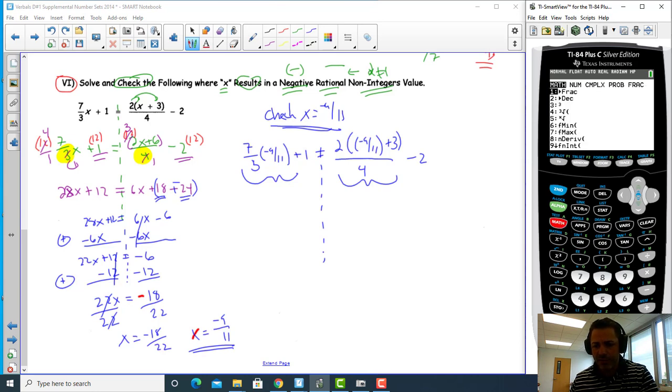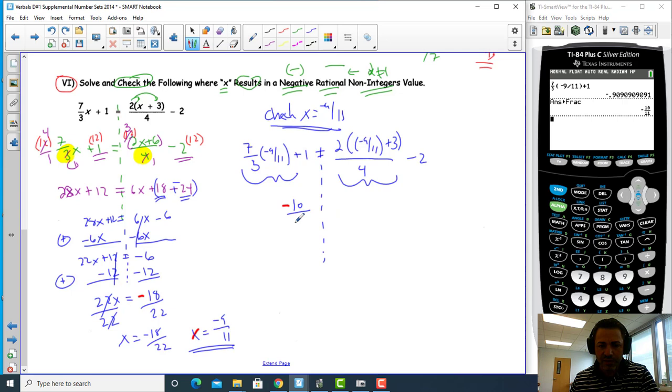Math, turn it into a fraction. Okay, so negative 10/11 is the value of the expression on the left. You're not wrong if you said negative 0.90 repeating. We just don't, that's a little elementary. We don't really write it that way any longer.